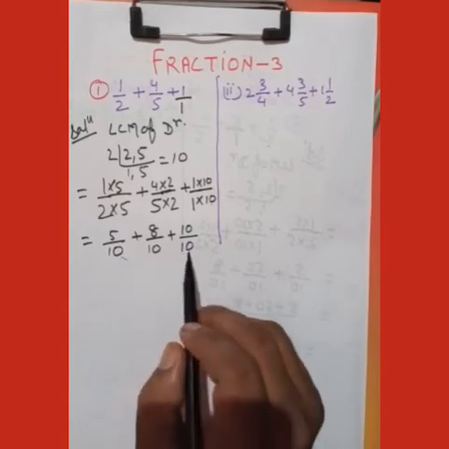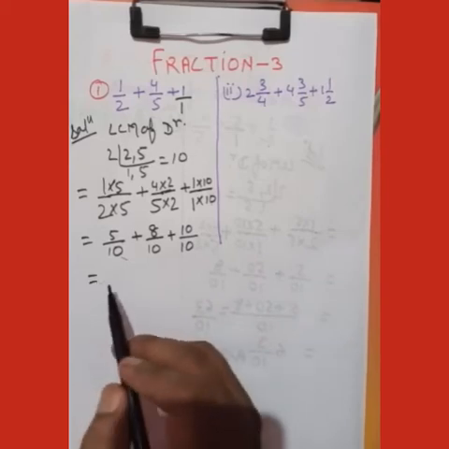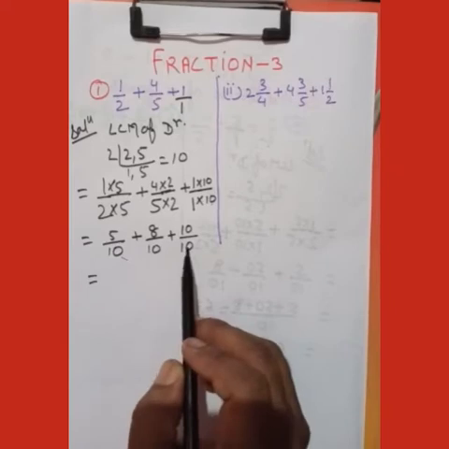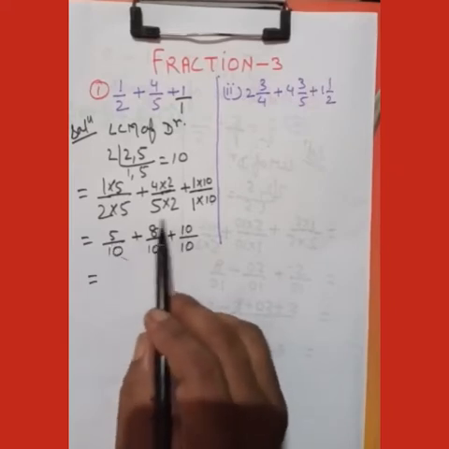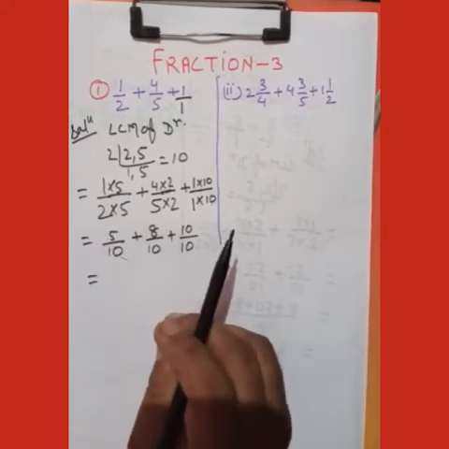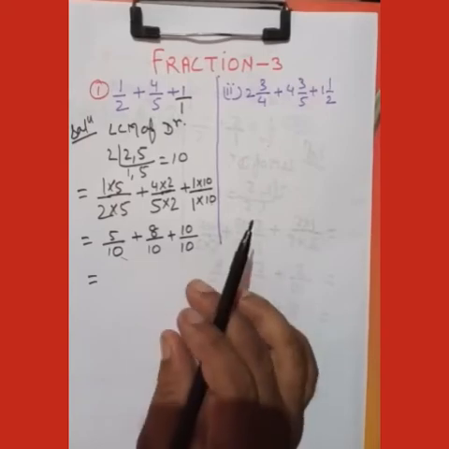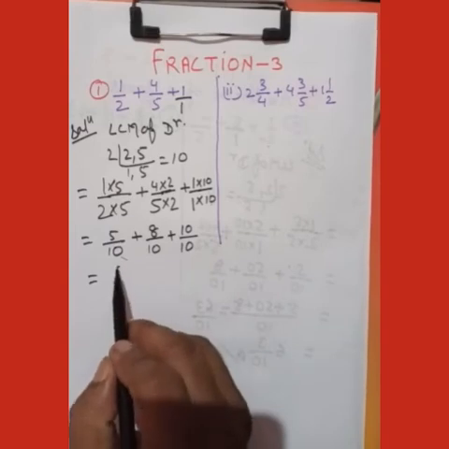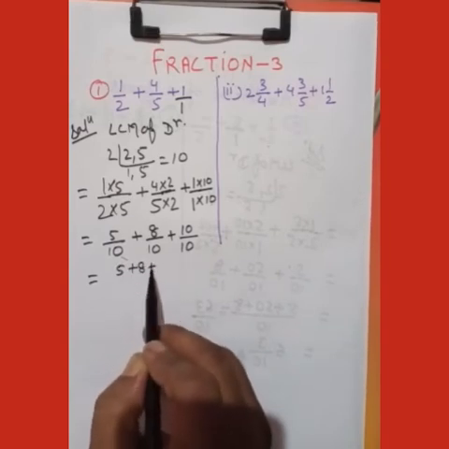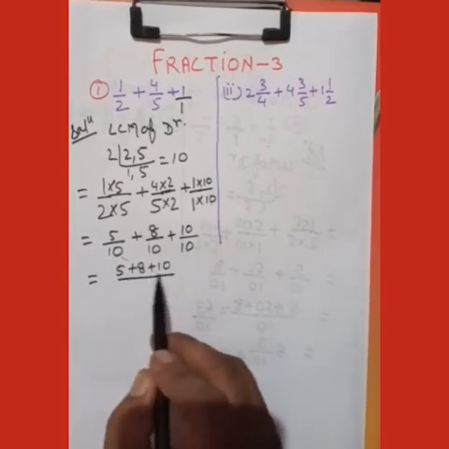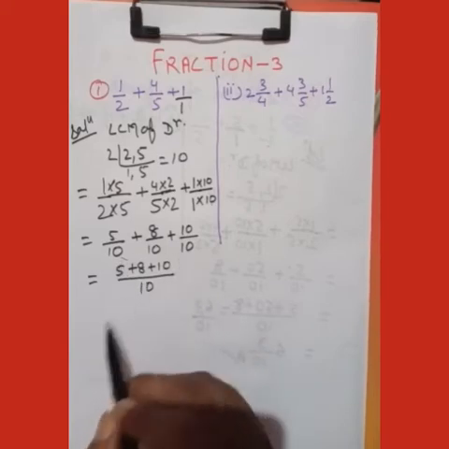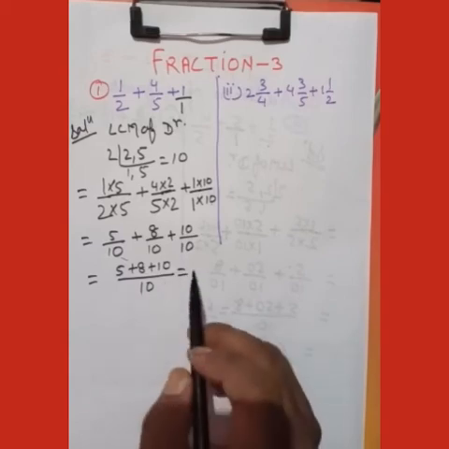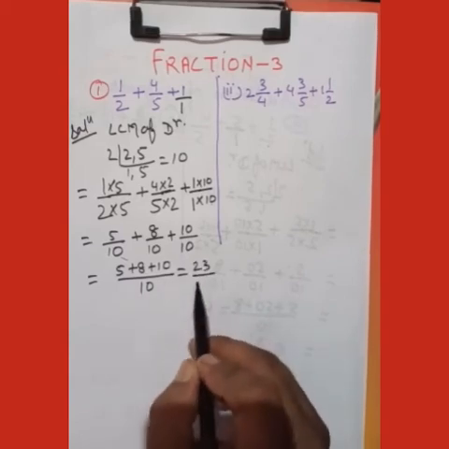Now what do you see over here? All the denominators are equal. In the numerator, whatever the numerators are, you just write them down and add them, nothing more than that you have to do. Okay, don't be confused. Write 5 plus 8 plus 10, and then whatever the denominator is, you write the denominator.